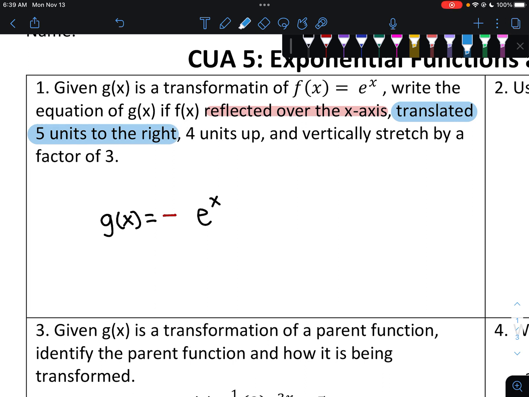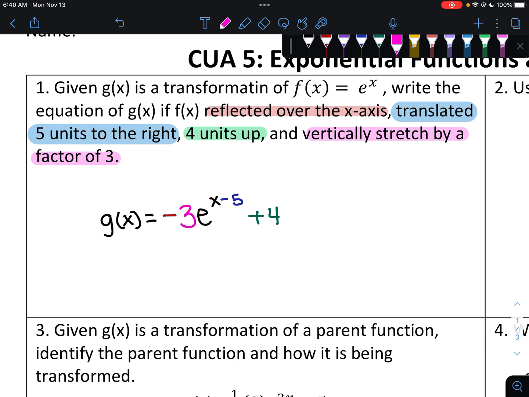Then to show that it has been translated 5 units to the right, remember it's going to look opposite of what it is, and it's going to be up with the x, so it's going to be a minus 5. To show that it has been moved up 4 units, we're going to have plus 4 at the very end. Notice it's not as the exponent. And then the last piece is vertically stretched by a factor of 3, which means we're going to put a 3 out in front. So if you were to graph this in the original function, you would be able to see that these transformations took place.